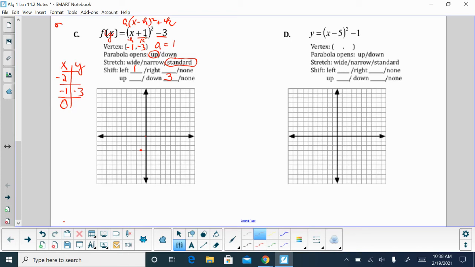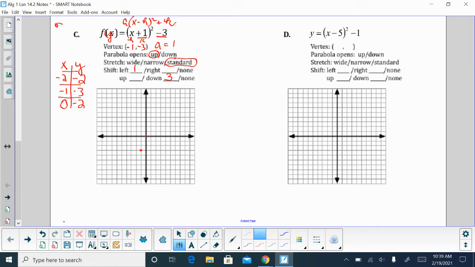When x is 0, plugging that back in here, I get 1 squared. 1 minus 3 is a -2. Now let's plug in x equals -2 into my formula, or my function here. So -2 plus 1 is a -1. -1 squared is a positive 1. 1 minus 3, a -2.